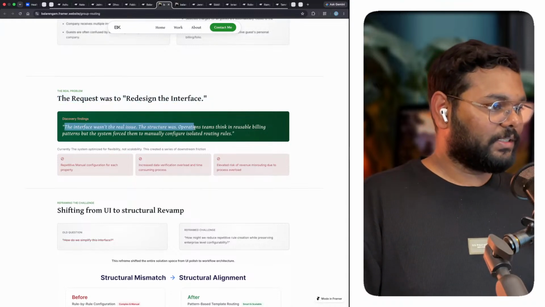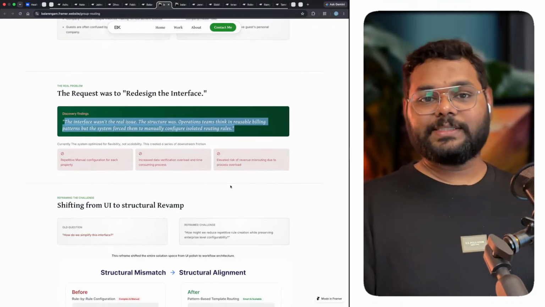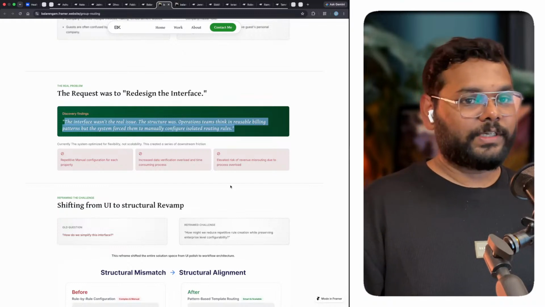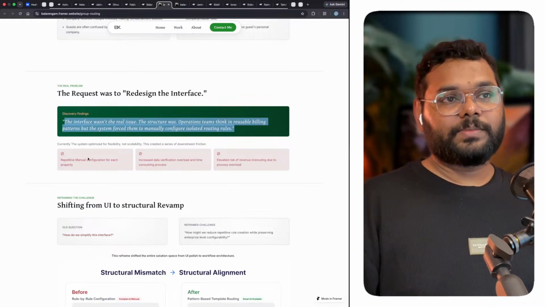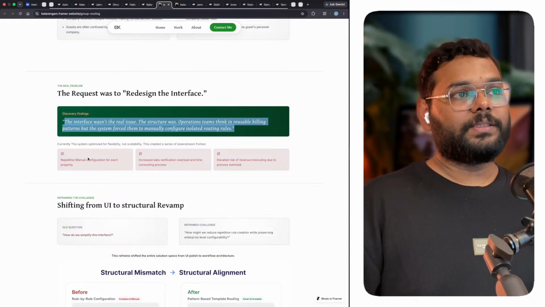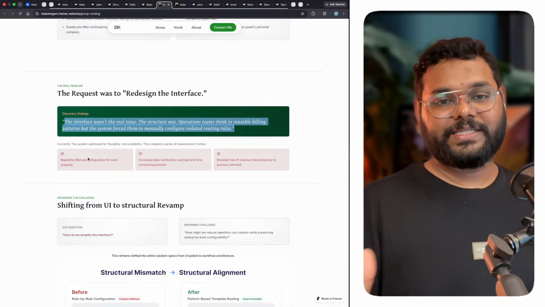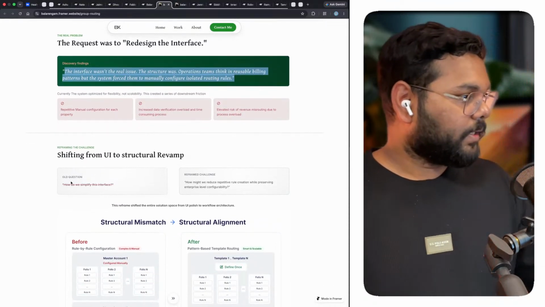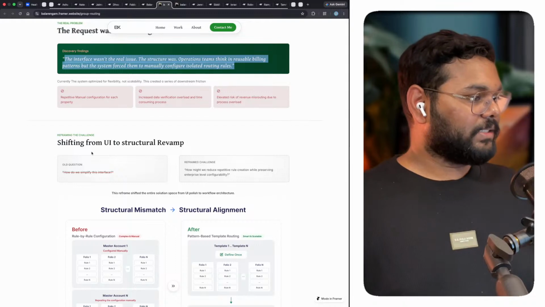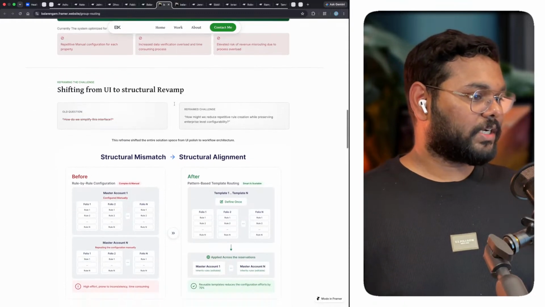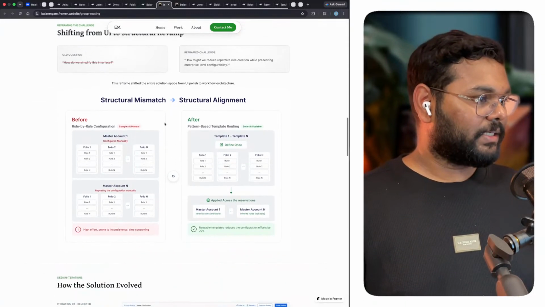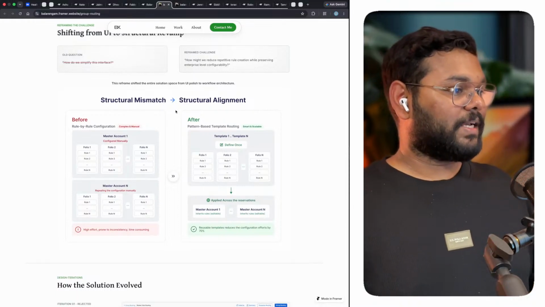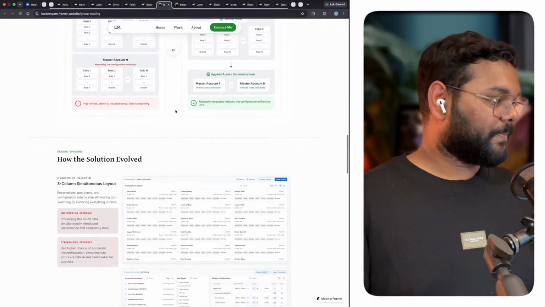This is the actual problem, and from here the designer can derive their own problem statements. It can be 1, 2, 3, however many problem statements can be derived. It's up to the scale or complexity of the feature, right? And reframing the challenge, shifting from UI to a structural revamp, that's what he did. Really simple way to showcase that, okay, from structural mismatch to structural alignment.